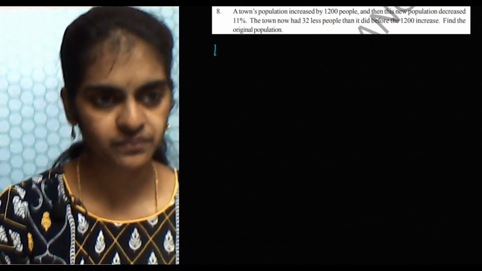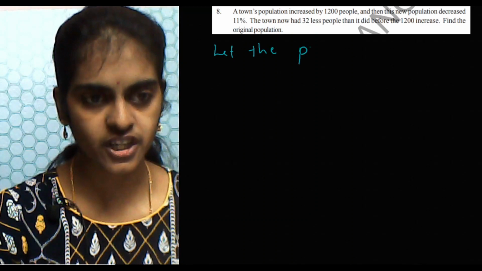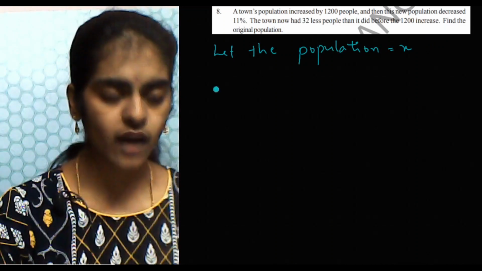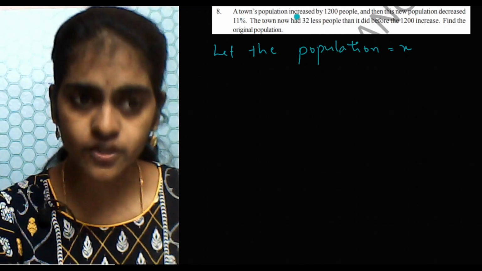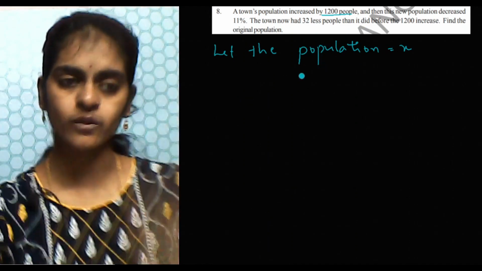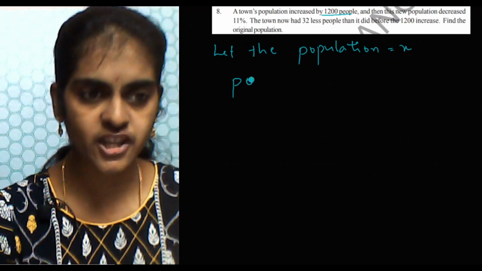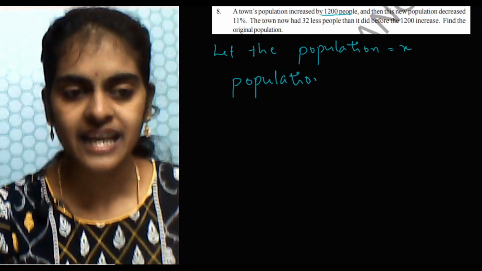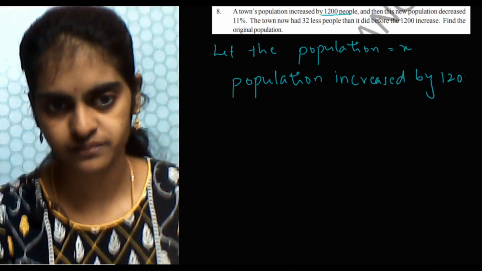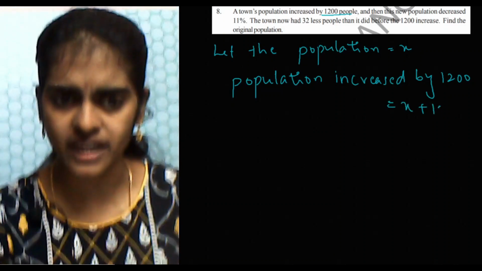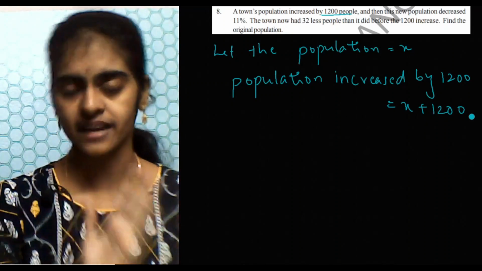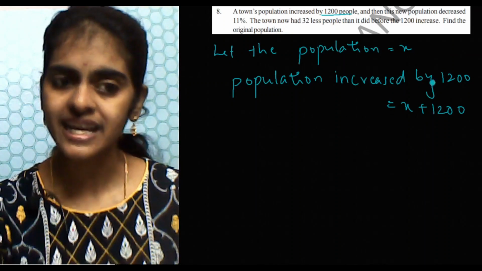Let the original population be x. Now the population has increased. Just see, a town's population increased by 1200 people. So this population has increased by 1200. So what will it be? It is nothing but x plus 1200. It has increased, it has become more, so you add: x plus 1200. The present population plus 1200 will give you the increased population.